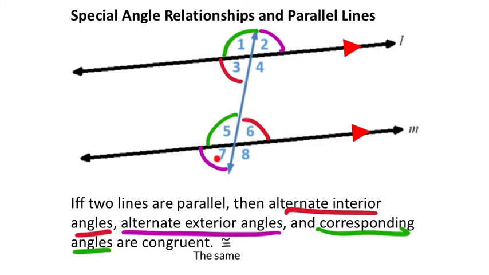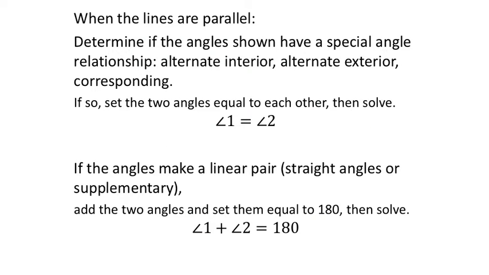Angles 2 and 7 would be congruent because they are alternate exterior. And angles 3 and 6 would be congruent because they are alternate interior angles. Those three special angle relationships create congruent angles. So what this does is it allows us to create equations, which is part of our objective today. We need to be able to create and then solve the equation that is made.